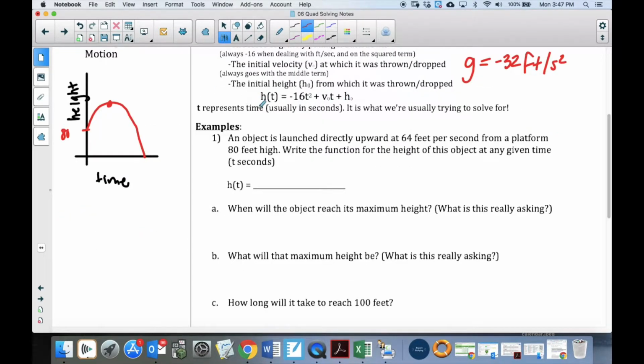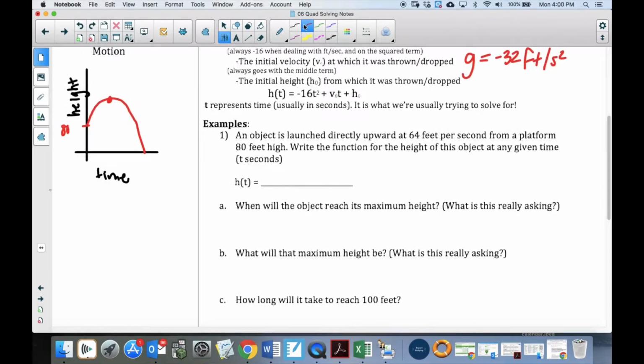But basically, this equation is what we're going to use for all of these problems, and we're just going to be plugging in different parts of it, but you can see that it is a quadratic. It's a t squared term, so that is a quadratic, and so everything we've learned about quadratics will be used here. Let's go ahead and look at the first example.